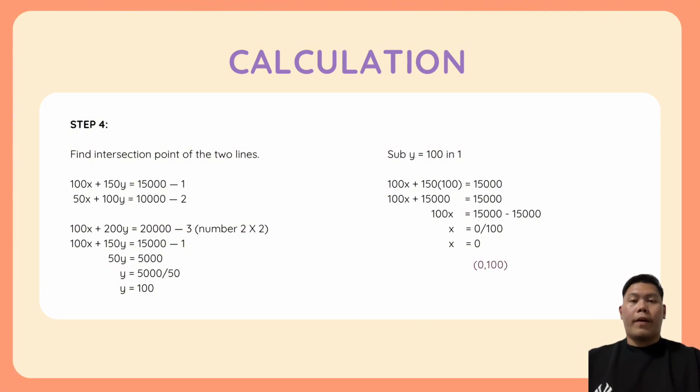So y equals 5,000 divided by 50, so y equals 100. We replace y with 100. So we get 100x plus 150 multiplied by 100 equals 15,000. So 100x plus 15,000 equals 15,000. 100x equals 15,000 minus 15,000, so x equals 0 divided by 100. Lastly, x equals 0. So this gives us our intersection point at (0, 100).